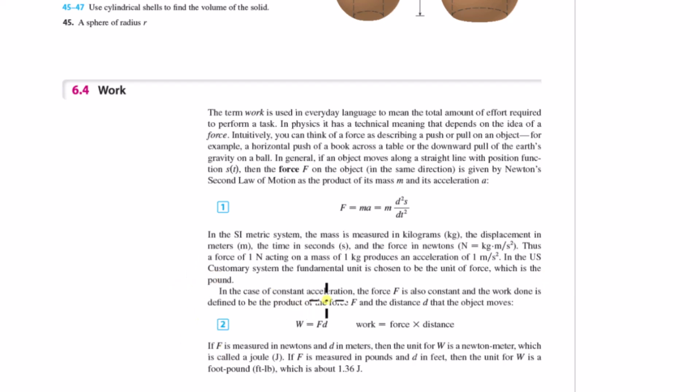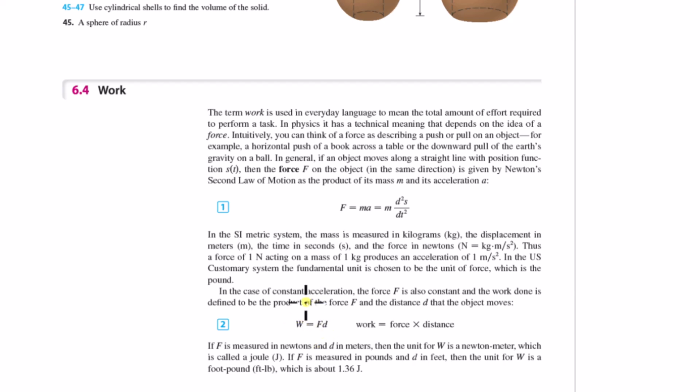In the case of a constant acceleration, the force F is also constant, and the work done is defined to be the product of the force F and the distance d that the object moves. So what they're saying here is that if the acceleration is constant, and if the mass is constant as well, which most of the time it is, and that's what we're assuming here, then this simplifies to where you just have F equals ma. In that case, if you want to find the work done on an object, it's the force times the distance the object moves.